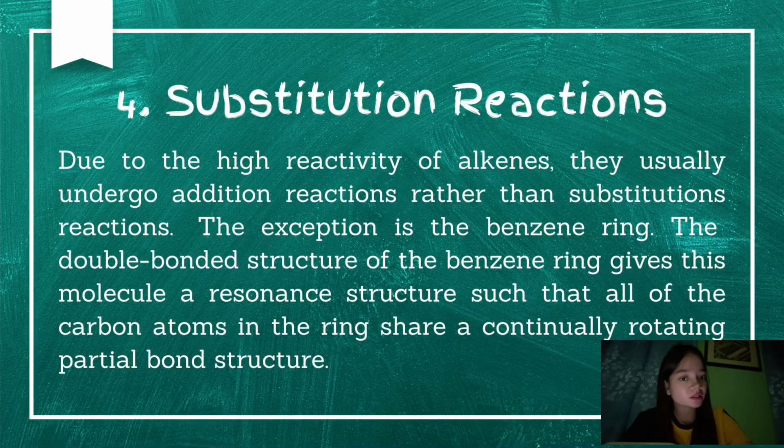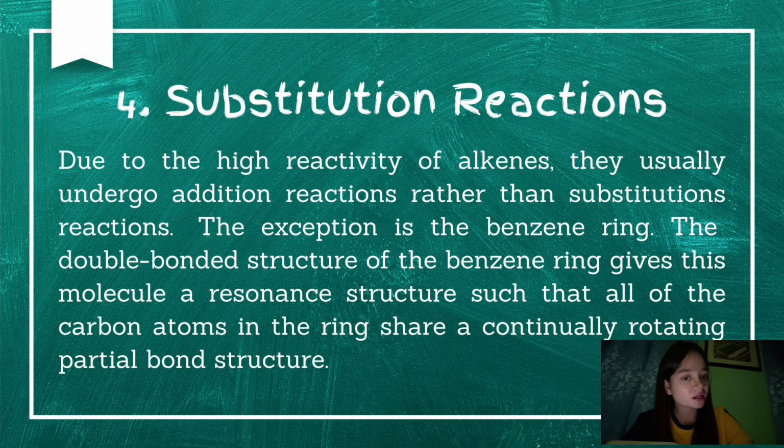Due to the high reactivity of alkenes, they usually undergo addition reactions rather than substitution reactions. The exception is the benzene ring. The double bonded structure of the benzene ring gives this molecule a resonance structure such that all of the carbon atoms in the ring share continually rotating partial bond structures.